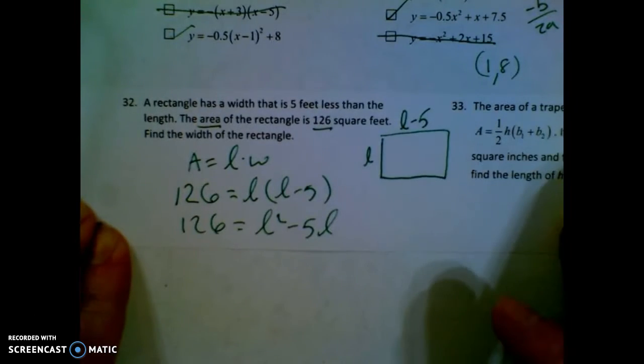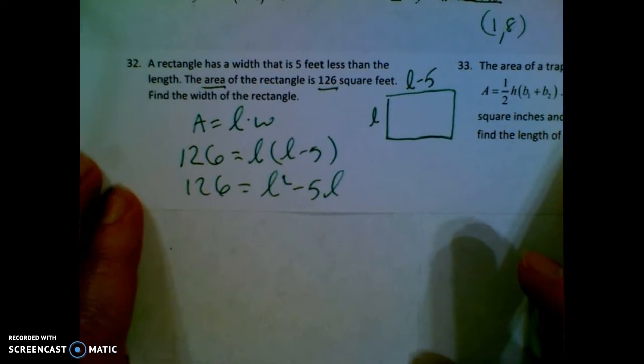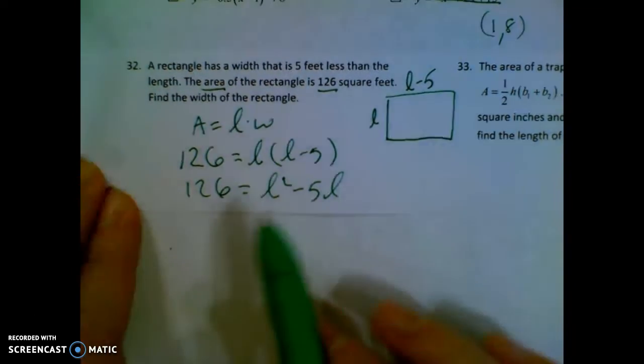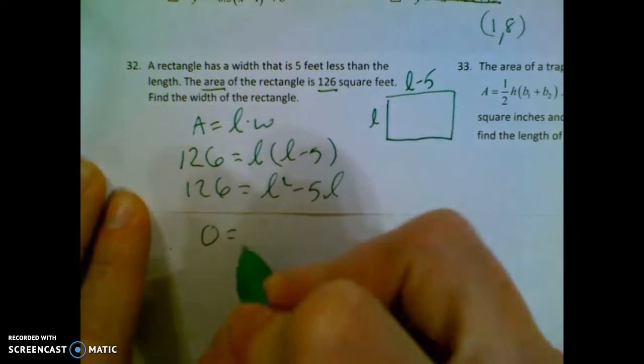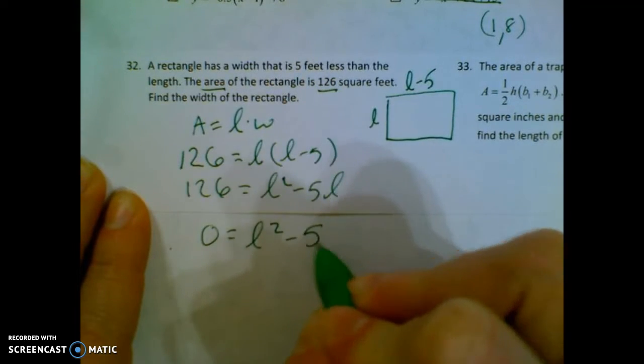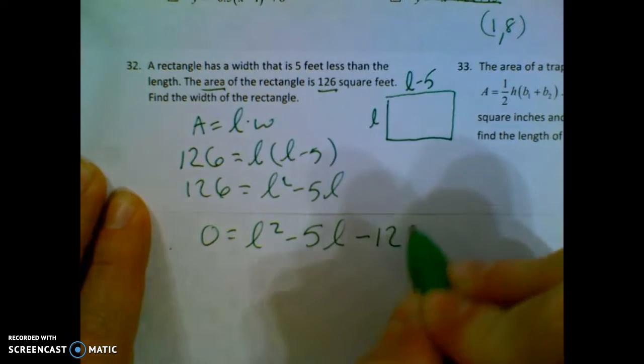I want to set it equal to 0. You almost always want to set it equal to 0. That's the easiest way to solve most everything. I can't do square root method like that. So move this guy over. I get 0 equals L squared minus 5L minus 126.